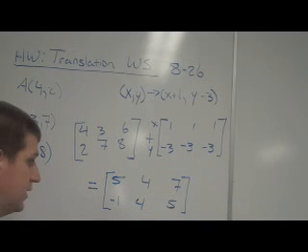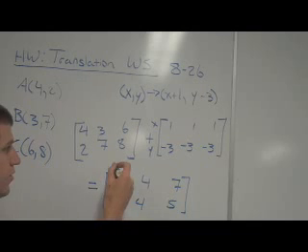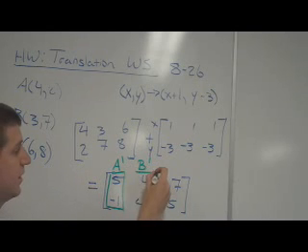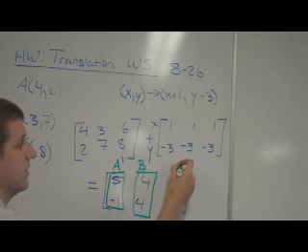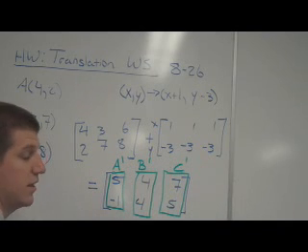And what you can see is that our new point A prime is (5, -1). B prime has been translated and turned into (4, 4). And C prime has been translated and turned into (7, 5).